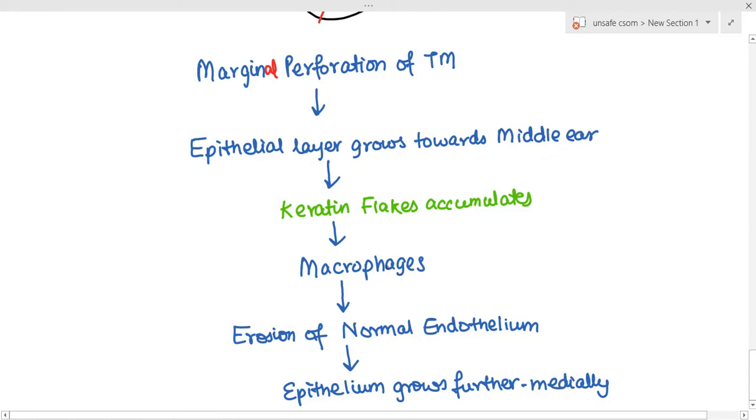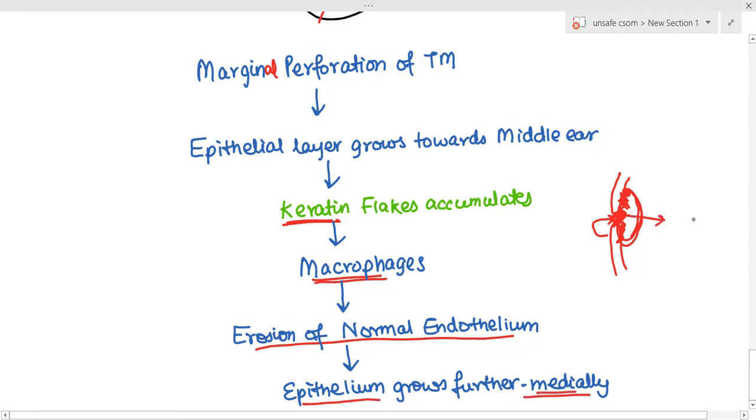Now there is recruitment of the macrophages due to inflammation. Again, macrophages, along with the phagocytosis of the keratin flakes, erode the normal endothelium as well. So see, this is the perforation, and this epithelium goes inwards. Now macrophages attack the keratin flakes, but along with the phagocytosis of the keratin flakes, they also phagocytose the normal endothelium, which means the perforation is further widened. This further widening of the perforation leads to further growing of the epithelium inwards, medially towards the middle ear cleft, and then we see secondary cholesteatoma. Again, cholesteatomas are known to have bone eroding properties, and it leads to complications.